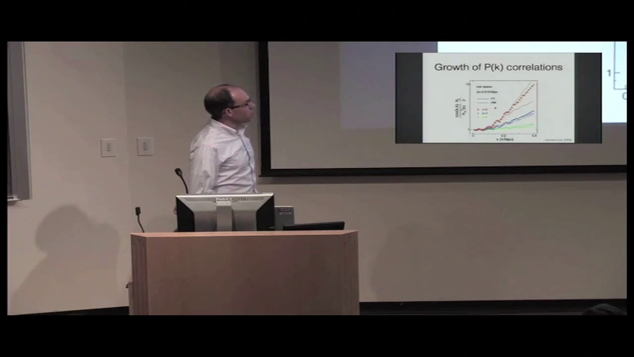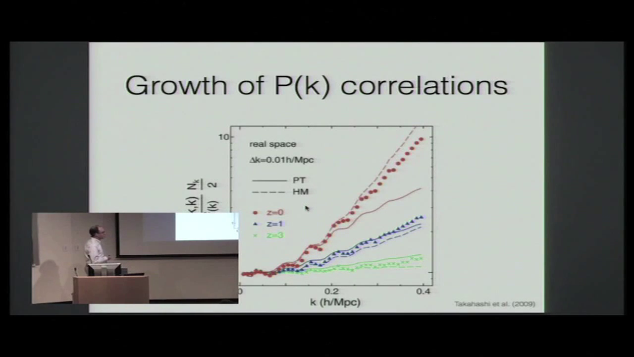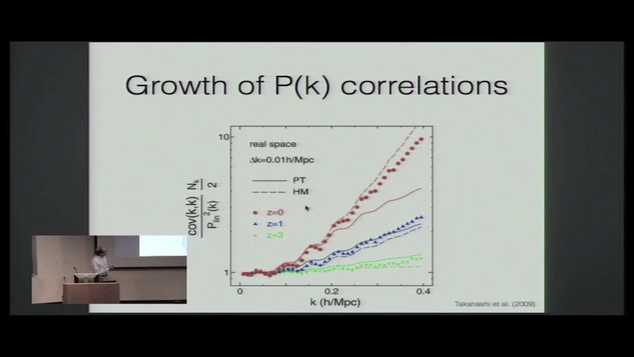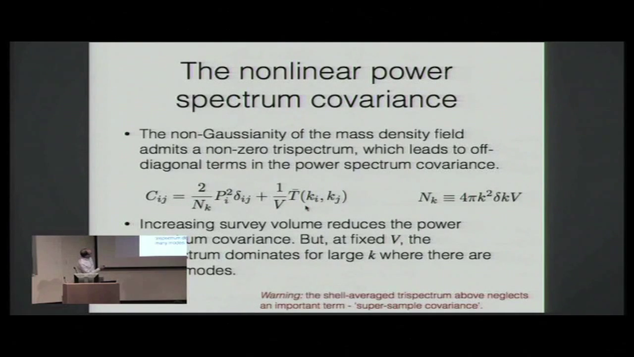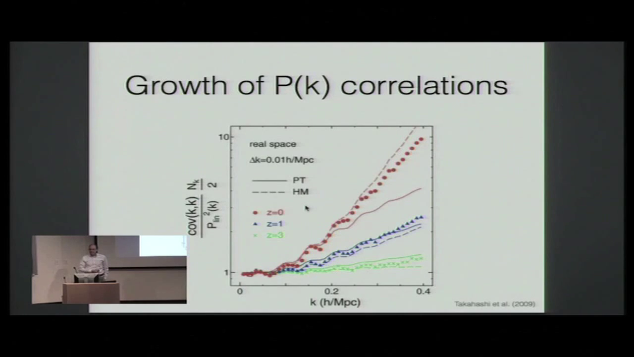Okay, so let me show you some pictures just to understand. This is from a paper that did a simulation of 1,000 N-body simulations and just calculated the matter power spectrum. And then they're plotting here the covariance of the power spectrum divided by the Gaussian term. So the Gaussian term, 2P squared over Nk, we divide by 2P squared over Nk. And so these plots should just be straight lines at 1 if there's no nonlinear growth or no nonlinear contributions to the matter power spectrum covariance matrix.